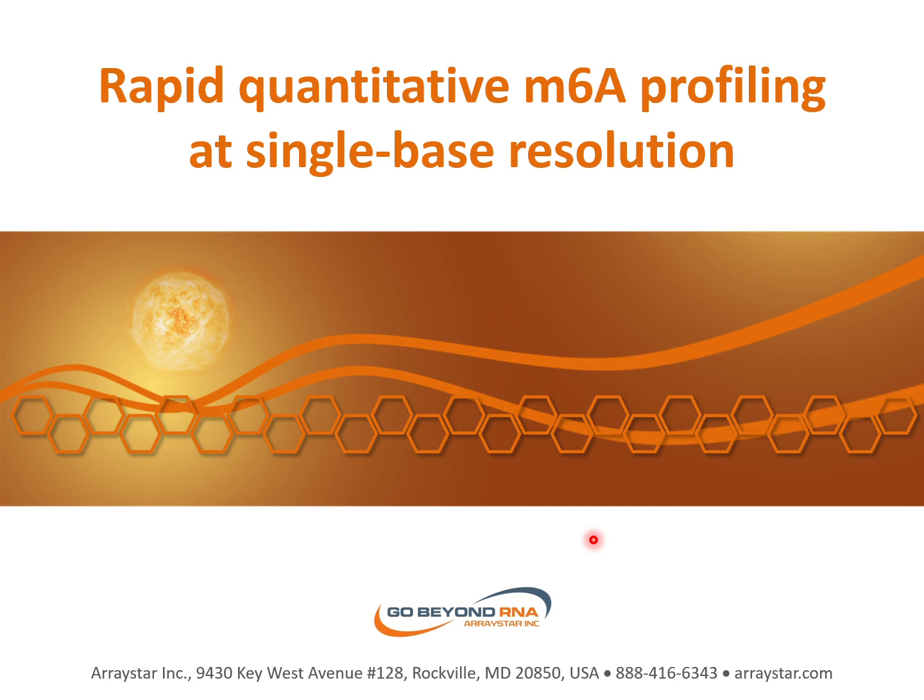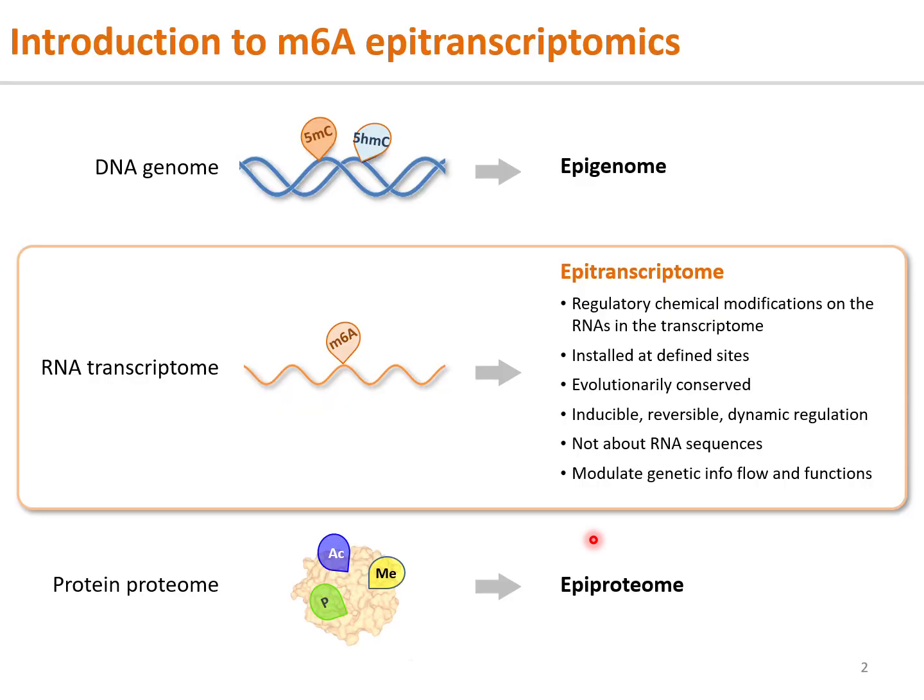Today, we will talk about rapid quantification of m6A epitranscriptomics at a single base resolution. So what is epitranscriptomics? For the DNA genome, we have DNA and chromatin modifications that make up the epigenome to program gene expression. Likewise, RNAs in the transcriptome are specifically modified by many chemical groups to form the epitranscriptome.